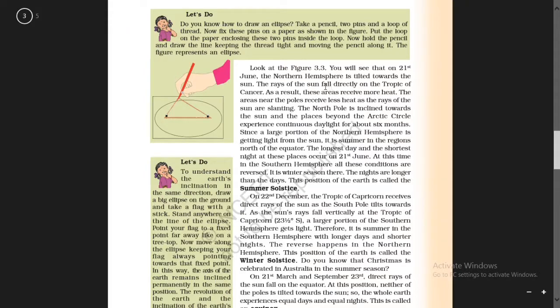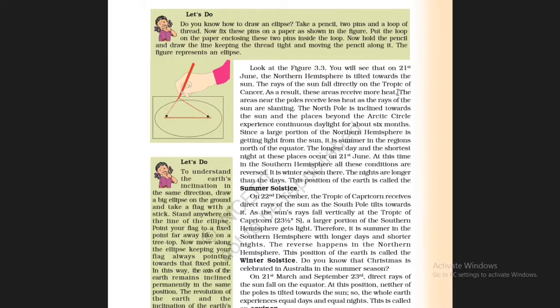The rays of the sun fall directly on the Tropic of Cancer. So at that time, the rays of the sun fall in a direct fashion on the Tropic of Cancer. Tropic of Cancer means the parallel of latitude that is 23 degrees 26 minutes north of the equator. As a result, these areas receive more heat. So the rays of the sun are vertical here.